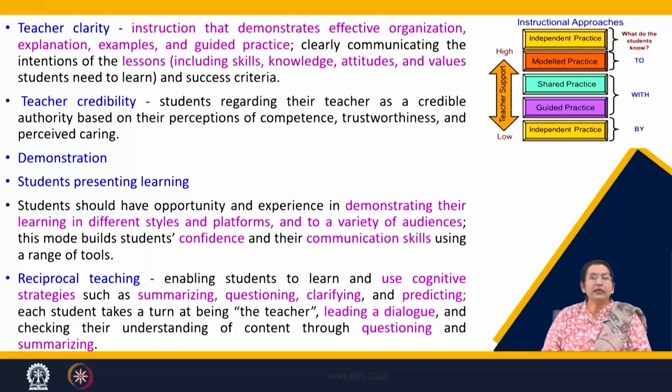Slowly and steadily they also build confidence. Another is reciprocal teaching. Reciprocal teaching is using cognitive strategies such as summarizing, comprehending, paraphrasing, questioning, predicting, or further clarifying. Here the teacher takes the lead in the dialogue, asking questions, summarizing, comprehending. Here teacher-student reciprocation and mutual learning also help a lot. These are the instructional approaches; there are different kinds of approaches, you can go through them.